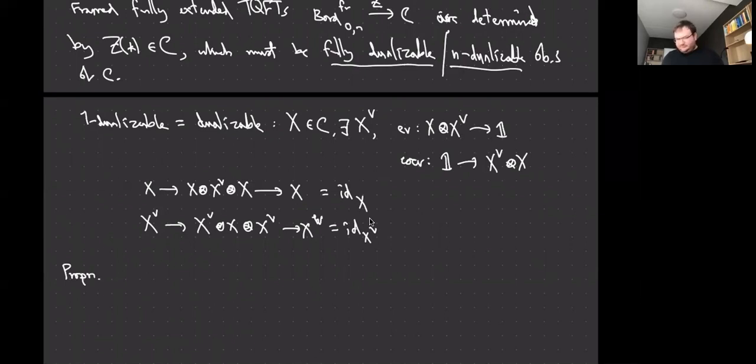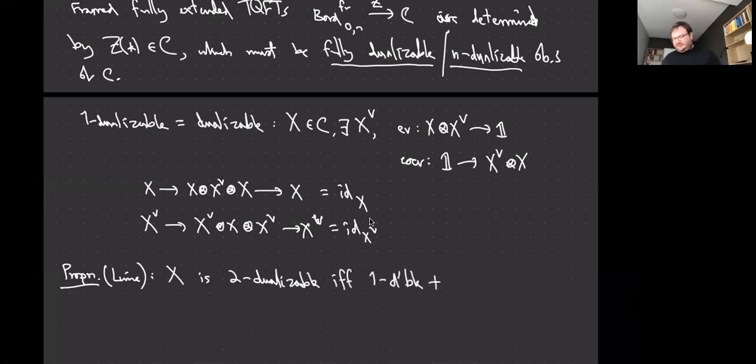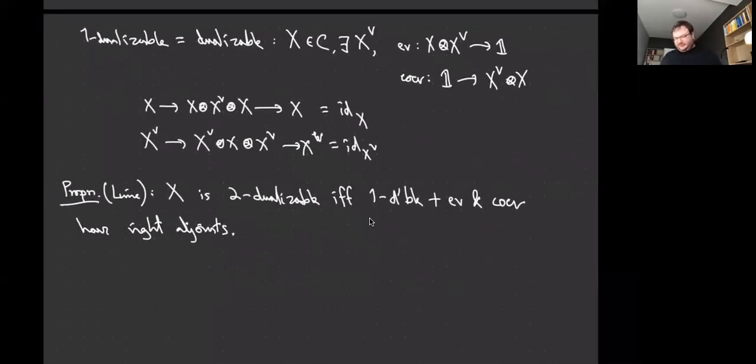Well, okay, I see I'm basically out of time. So Lurie also shows that an object X is two-dualizable if and only if it's one-dualizable plus these evaluation and coevaluation morphisms have right adjoints in the category C. So this is a fairly explicit characterization of two-dualizability.